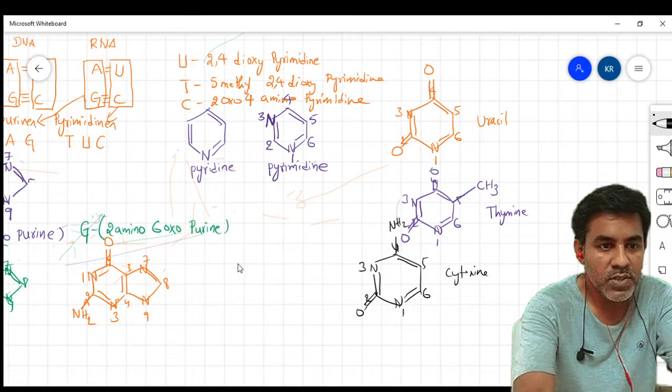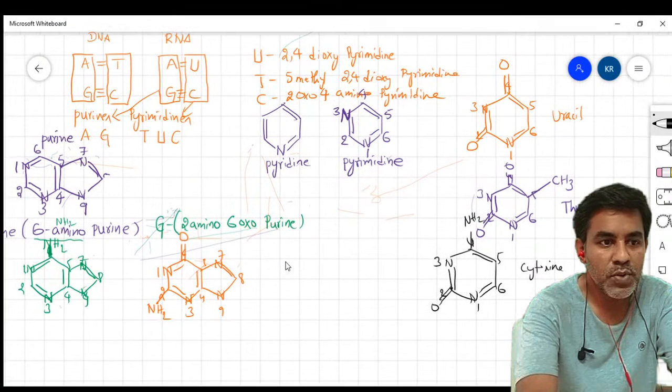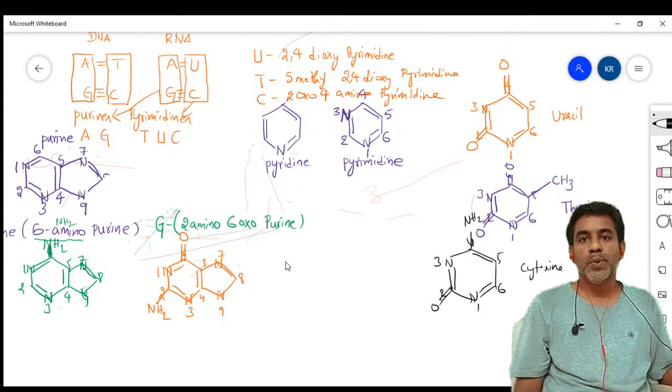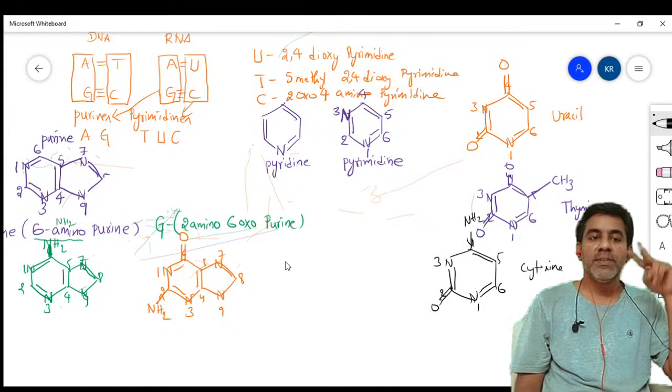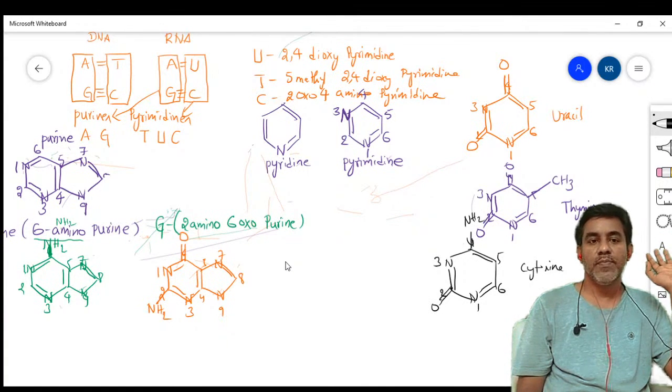So we come across the purines and then pyrimidines. So adenine means 6-amino purine. Purines possess 2 rings. Pyrimidines possess a single ring. So first one is adenine. 6-amino purine is the adenine molecule. Second one is guanine. So here 2-amino 6-oxo purine.